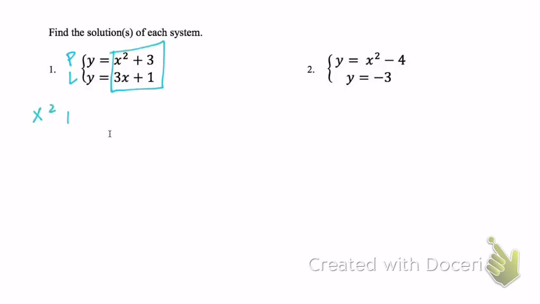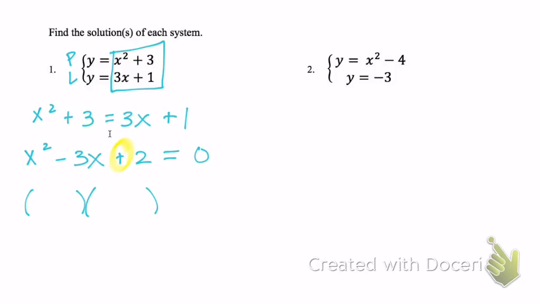So x squared plus 3 equals 3x plus 1. I want to move everything to the left. So x squared minus 3x plus 2 equals 0. I'm going to try factoring. Since my last sign is positive, both of the signs are going to be the same. Are they both going to be positive or negative? Negative.